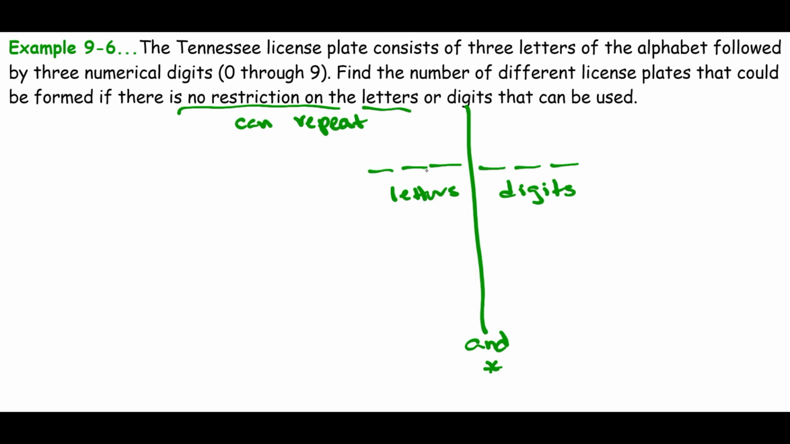I can repeat. So remember, when we can repeat, this is n to the k. So this would be 26 to the third, because I'm going to choose 3 different letters. Or you can think of it this way. I have 26 ways to choose the first one, 26 ways to choose the second one, 26 ways to choose the third one, which would be the same as 26 to the third.